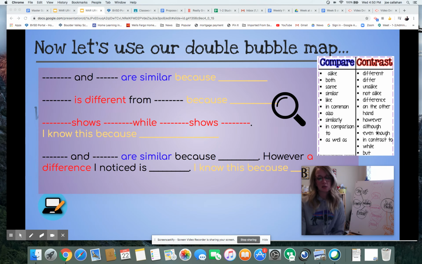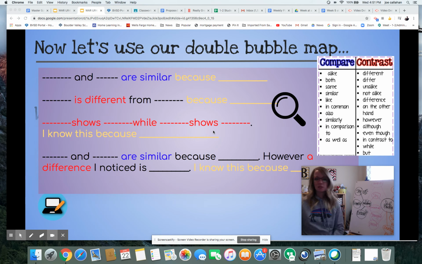Now these sentence stems and starters are things that I could use in my reading journal when I want to write about my reading. There are things I could use when I just want to talk about what I'm reading. So it might sound something like this. If you notice, the black tells us characters or the text they're from. Blue shows us similarities. That matches over here. Blue is similarities. Red shows us differences. And the yellow is our evidence. We always have our evidence that supports our thinking, right, readers?